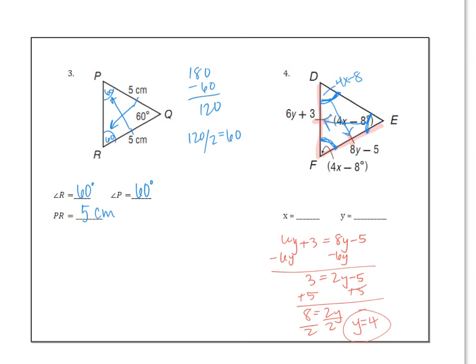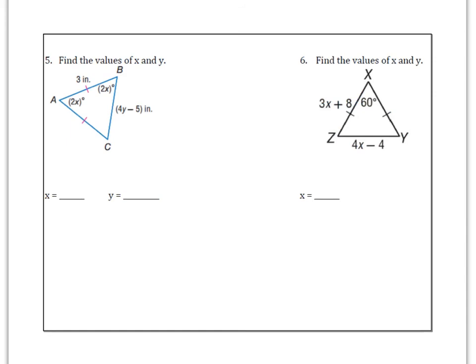If they're all 3 the same, they have to equal 60. And so I'm going to say 4x minus 8 equals 60. Add 8. 4x equals 68. Divide by 4, and x equals 17. Again, pause the video, try numbers 5 and 6, and then unpause to see if you got them right.